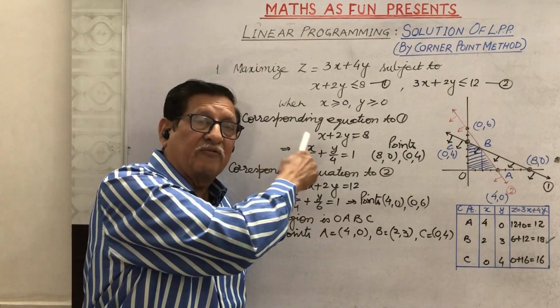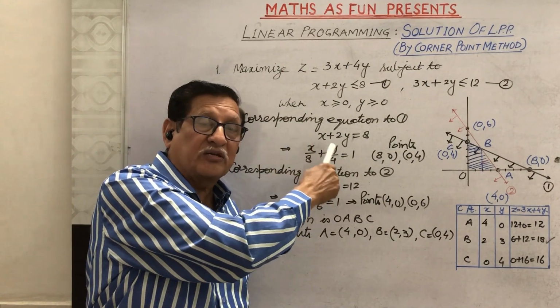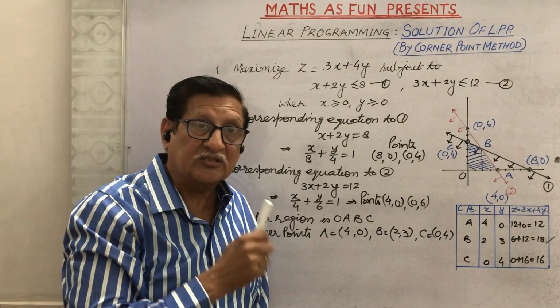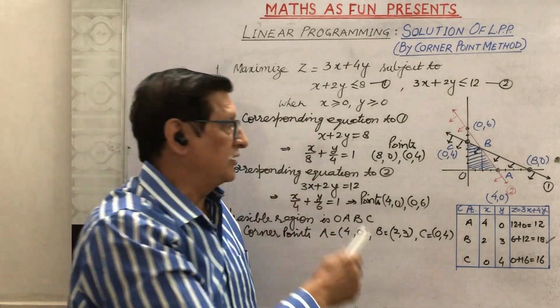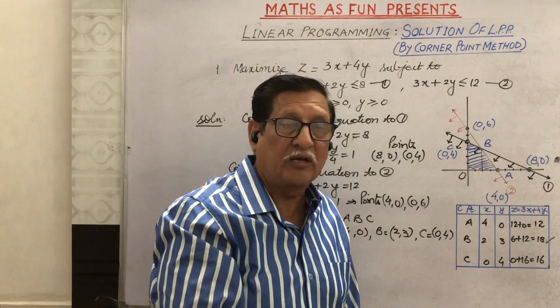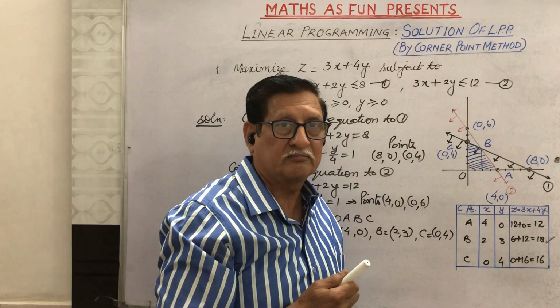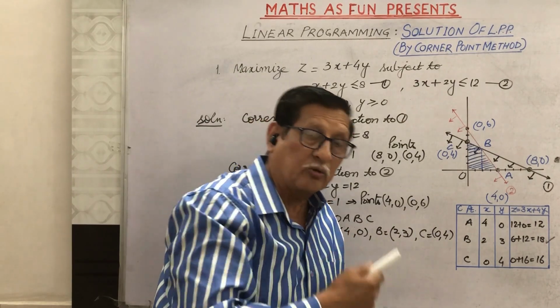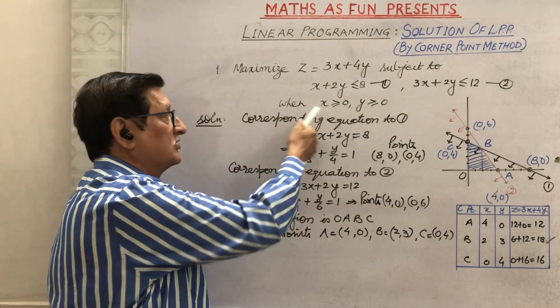See here, since we have non-negativity constraints, the values of x and y are positive. This is the reason that we draw the complete graph in the first quadrant only. Our solution of LPP lies in the first quadrant. Now according to the algorithm, we find the solution of this.